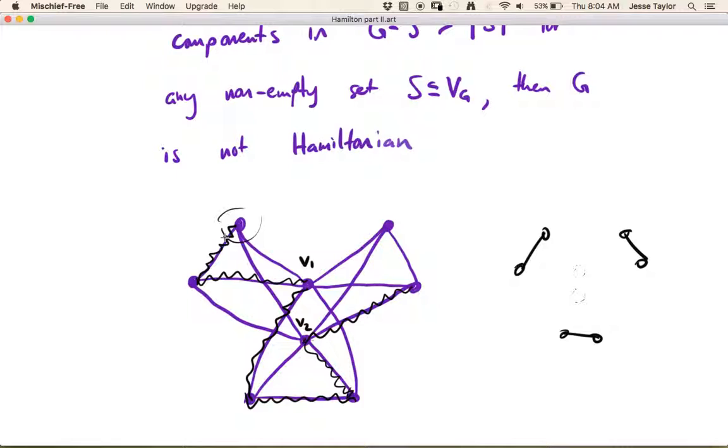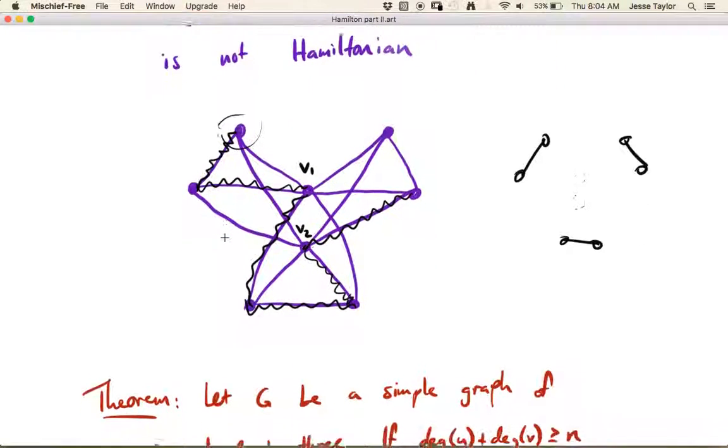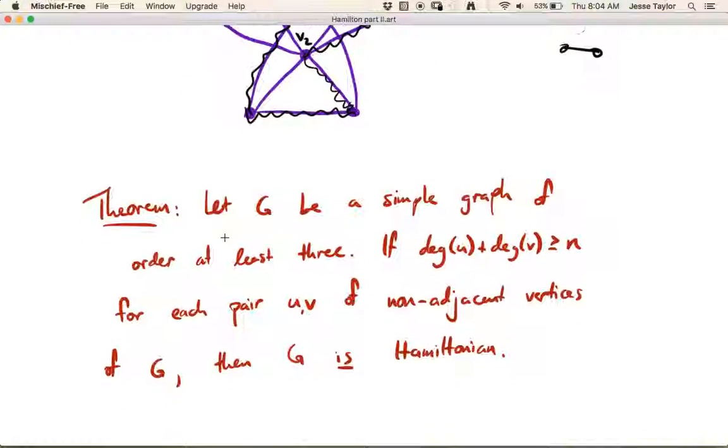Okay, so that's another test that's not quite as easy as the first two, but it sort of encapsulates both of them. Okay, so now let's switch gears a little bit and think about a different result.